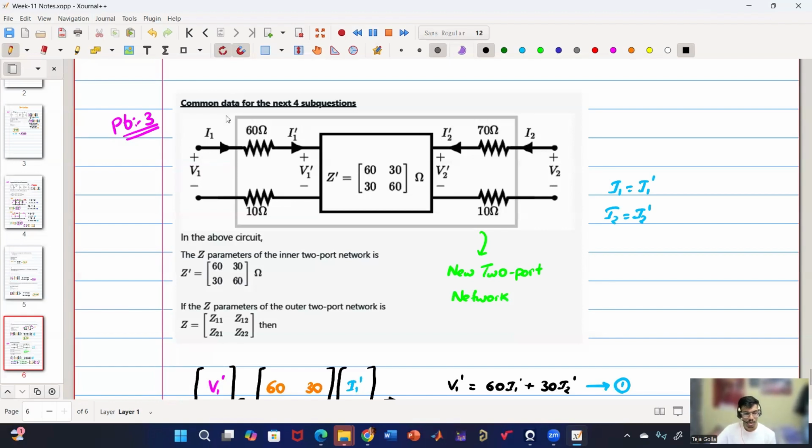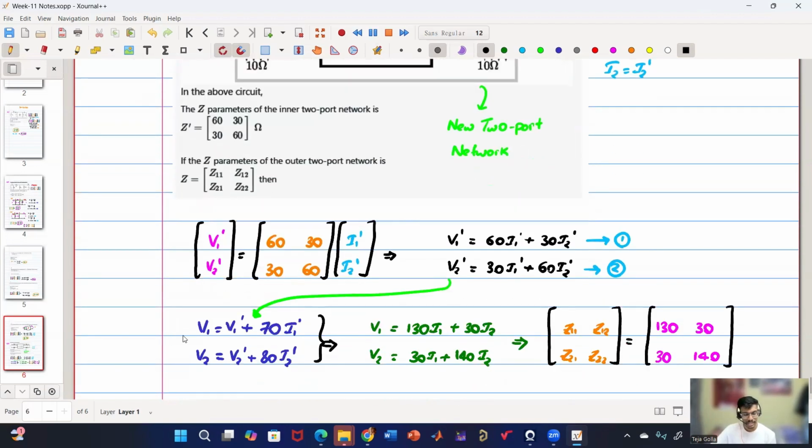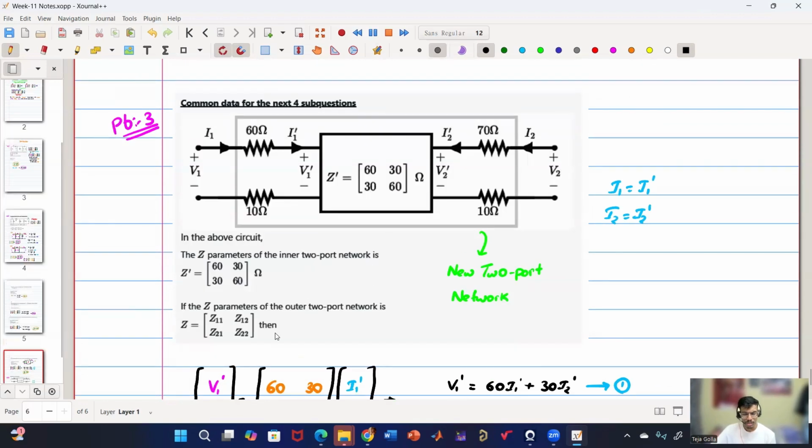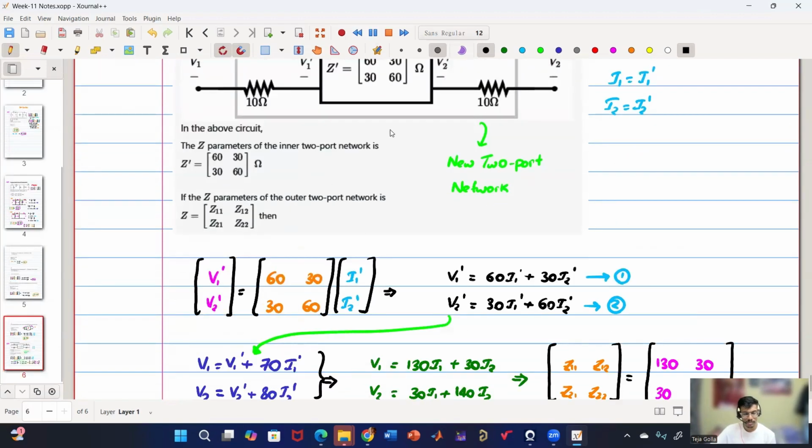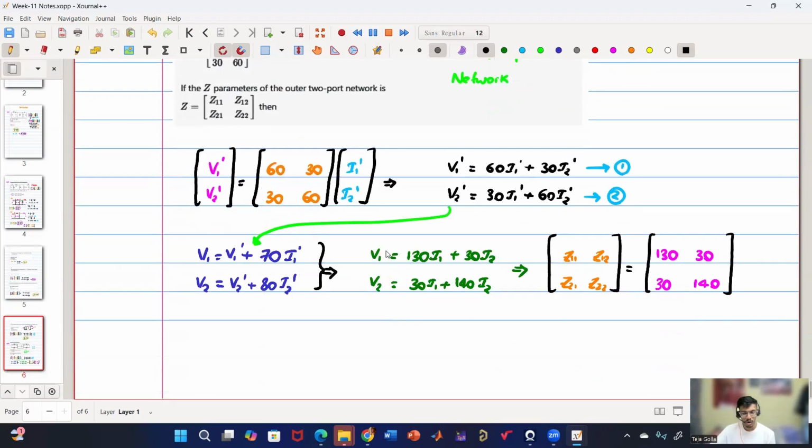and I2. So if we directly apply KVL here, I can get V1 in terms of V1 dash, I1 dash, V2 in terms of V2 dash, I2 dash. So V1 is nothing but V1 dash plus 70 I1 dash. V2 is nothing but V2 dash plus 80 I2 dash. So now I have obtained V1 in terms of V1 dash, I1 dash, V2 in terms of V2 dash, I2 dash. But what is V1 dash, V2 dash? That I can get from the Z parameters of the inner two-port network. So now I have substituted this in this equation. Now I got V1, V2 in terms of I1, I2. If we write the matrix, I'll get 130, 30, 30, and 140.